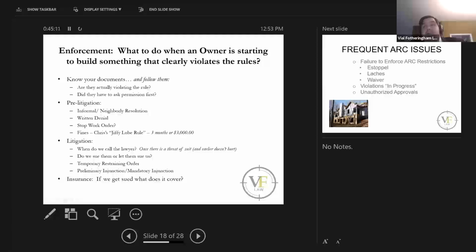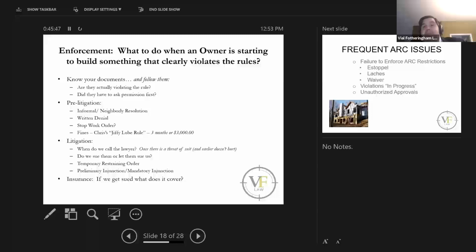All right, so enforcement. When an owner is starting to build something that clearly violates the rules, so this is my retaining wall and fence case, what do you do? Well, you have to know your documents and you have to follow them. And if you don't know them beforehand, then you're already behind the eight ball. You're late if you have to try to get caught up. You need to know your documents, you need to follow them. Are they violating a rule, a covenant, a provision? Did they have to ask permission first before they did it? You need to know all that. You need to know what you can do and where they are.